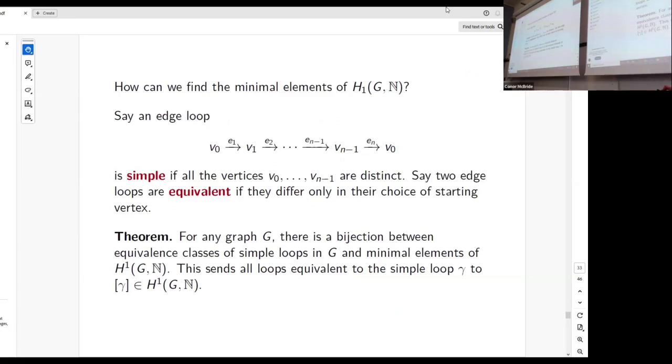So we can say an edge loop is simple if all the vertices on that loop are distinct. So it never even crosses itself, for example, like a figure 8 kind of shaped loop would not be minimal. And then let's say the two edge loops are equivalent if the only difference between them is where you start on the loop.